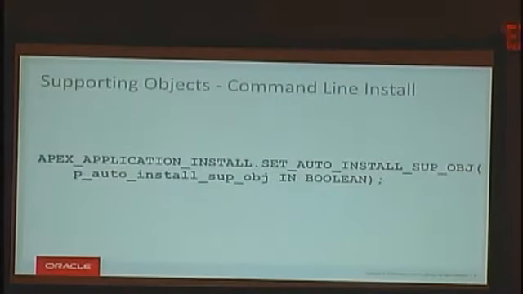Yeah, that was the API I was telling you before, apex_application_install.set_auto_install_sup_obj, where you can override the export setting, as with all our other settings, if you're installing an application export on the command line.